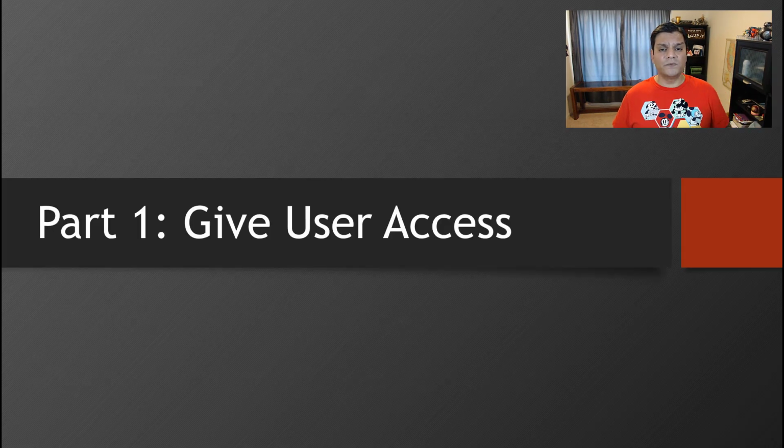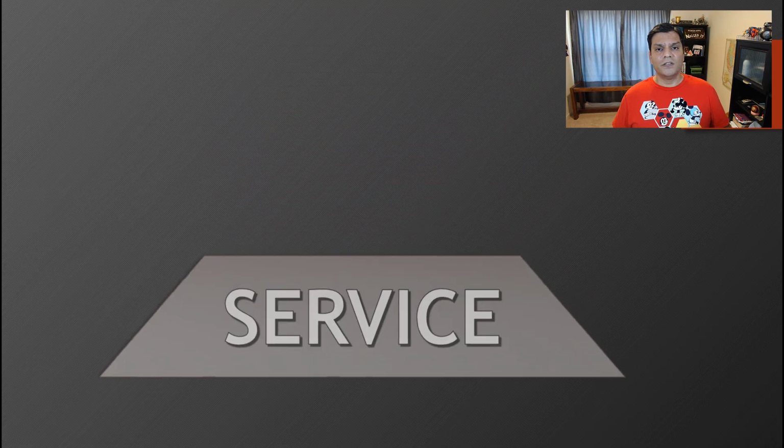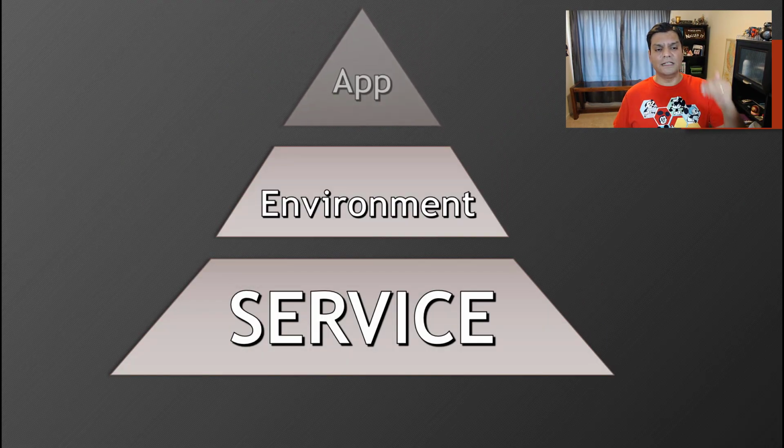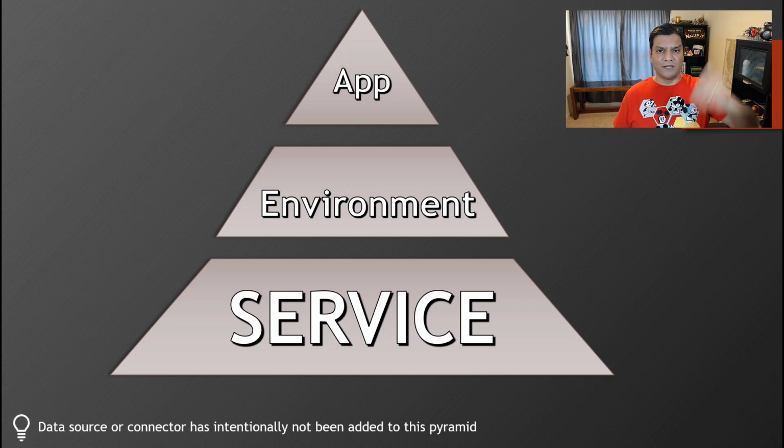So in this video, we're going to talk about giving user access. So what I thought is I'll break it down into three scenarios: at the service level, at the environment level, and at the app level. I won't be focusing too much on giving the backend data permissions, because this is all about Power Apps and Power Automate, and that's how these permissions are set up.